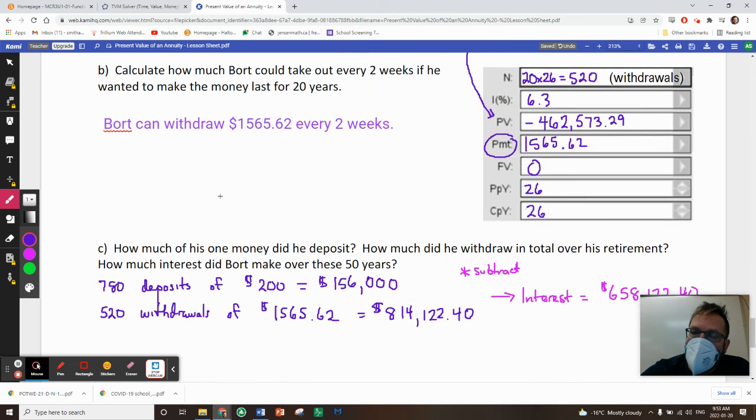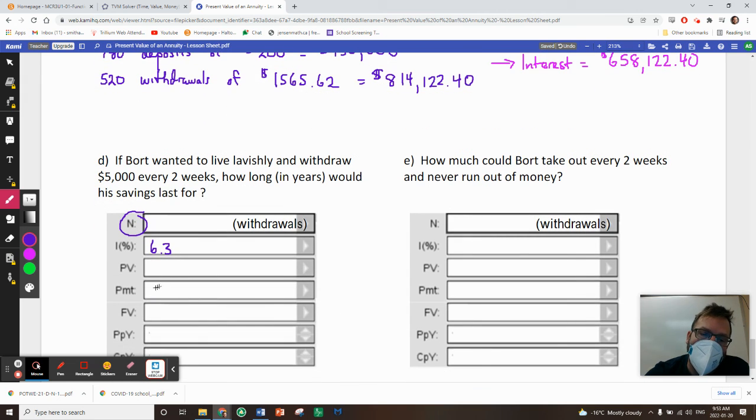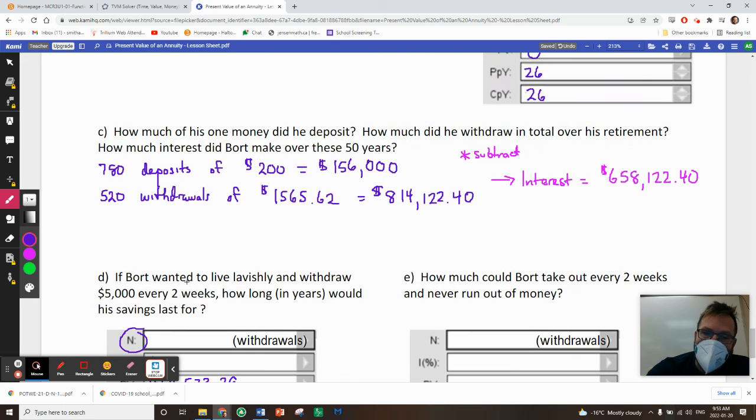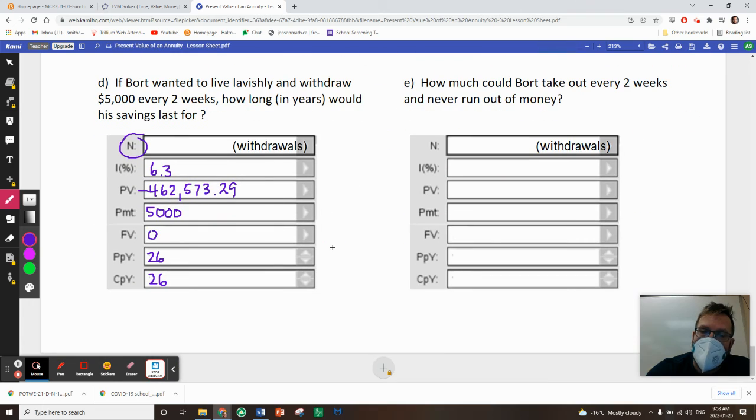We're using the same amount saved up, 462,573.29. Again, if you get an error on your TVM solver, the main problem usually is signs. So this should be negative 5,000. Money's all gone. 26 and 26. So keep in mind, in the previous setup, he made his money last for 20 years. Let's see how long his money lasts if he takes out 5,000. I'm going to bet it's under 5 years, but we'll see.